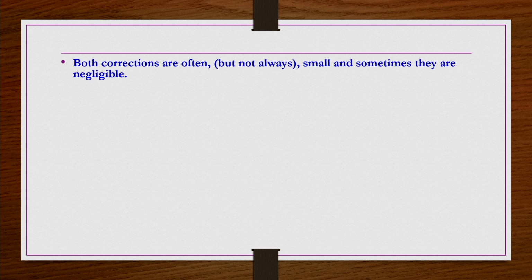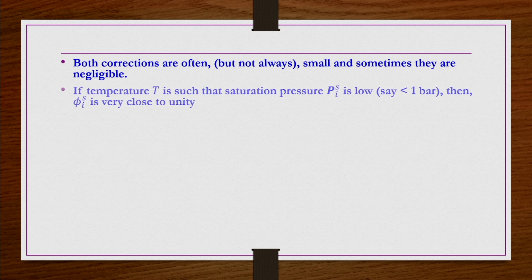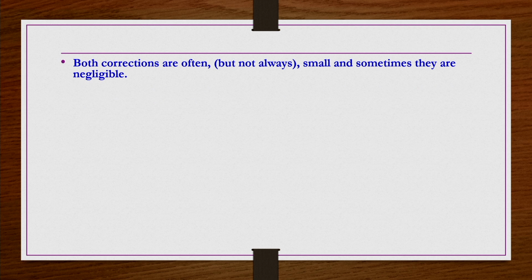Both corrections are often but not always small, and sometimes they are negligible as well. If the vapor phase is not very non-ideal, or only slightly non-ideal, then phi may be close to 1, so it may be small, and then you can neglect it. And if ΔP is not very large, then also the exponential correction factor, that is the Poynting correction, is also small. So in such a case, the second correction may also be negligible, right.